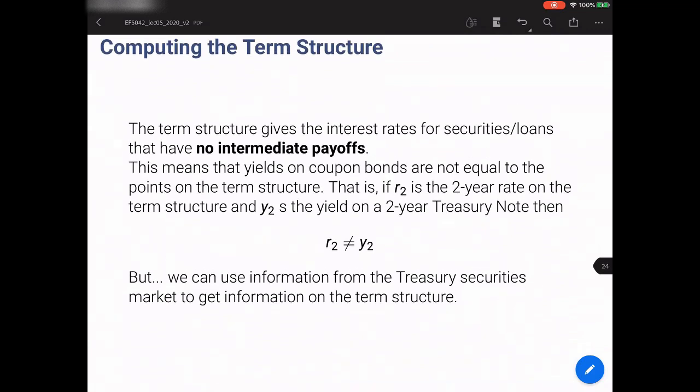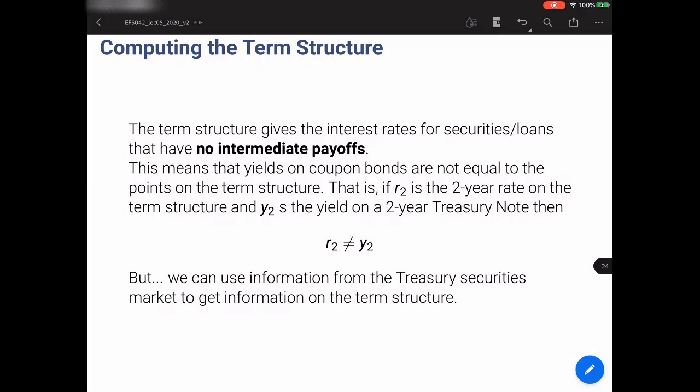Okay, so like I said already, the term structure gives the interest rates for securities, loans that have no intermediate payoffs, right? There's no coupon payments. And so what we're really interested in is figuring out a way to use existing bonds that are traded on the open markets, that do pay coupons, and somehow derive a synthetic zero coupon bond that allows us to extract these interest rates, right?